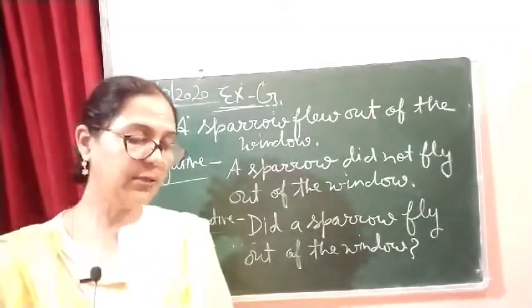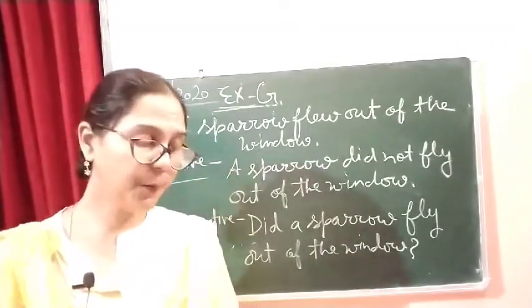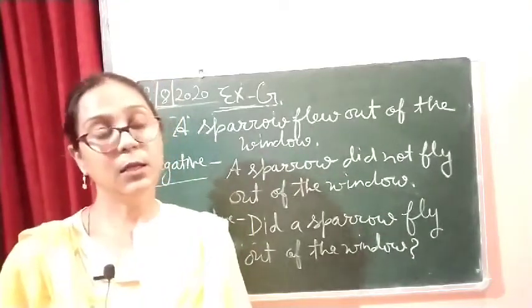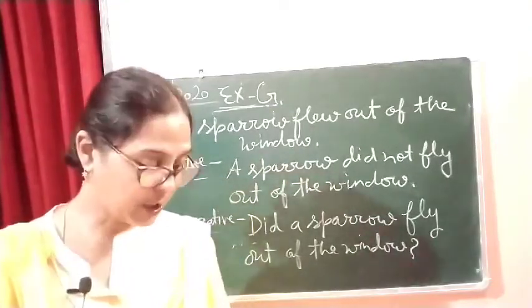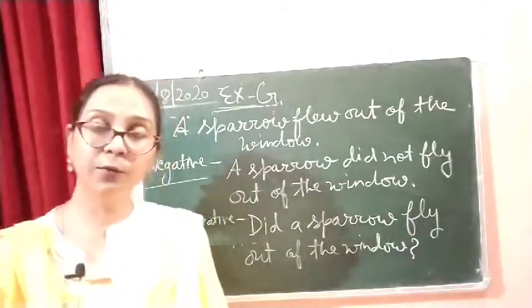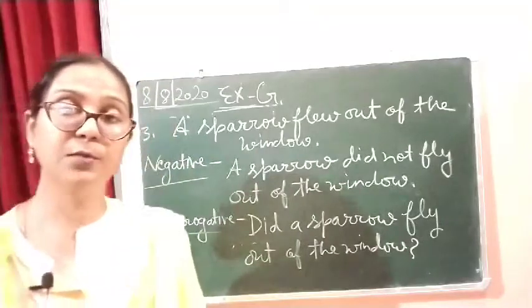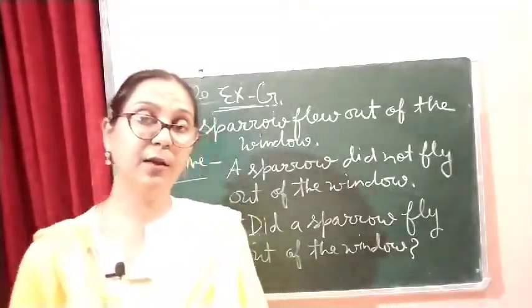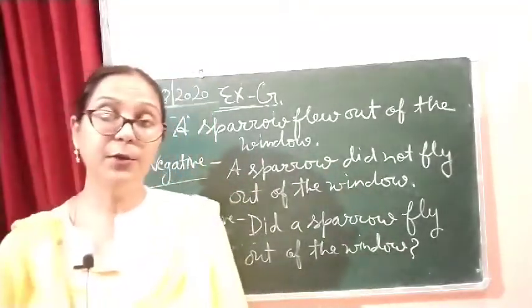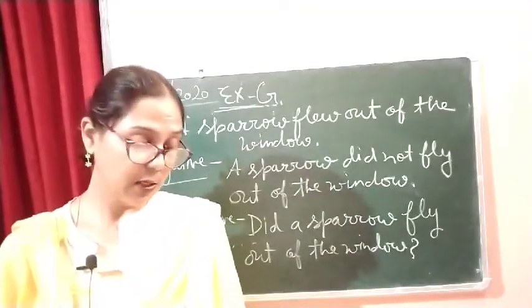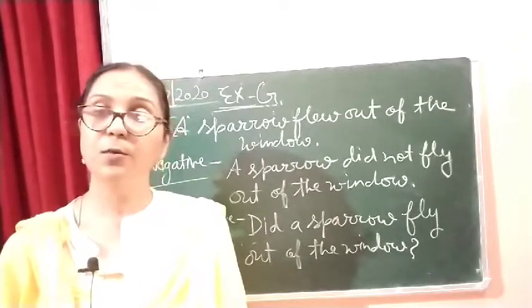The remaining exercise we will complete in the next video. So learn these rules, and this page number 76 is your homework to learn, because it is very important to learn forms of verb. Without that we are not able to write the sentence correctly. So this is your homework to learn forms of verb.